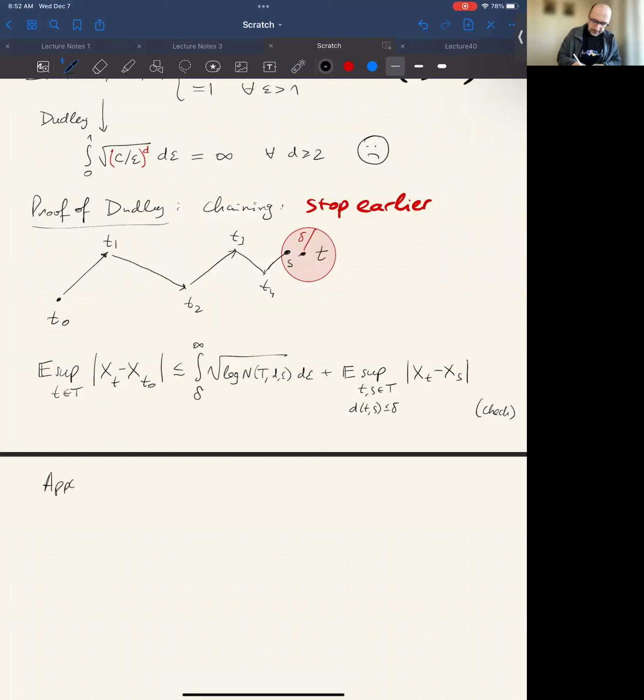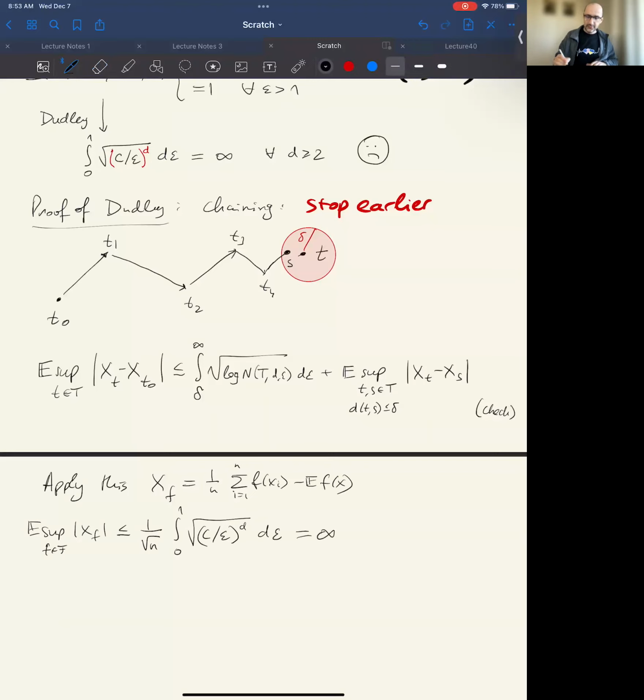Okay, let's apply this. Now, let's again redo the proof for high dimensions. So apply this for our X_f, obviously, just like before. Okay, here we go. So we'll get the expected value of X_f, just like before, is less than... This was our problem. So I'm rewriting the previous attempt now. This was a failed attempt. This is what we did before.